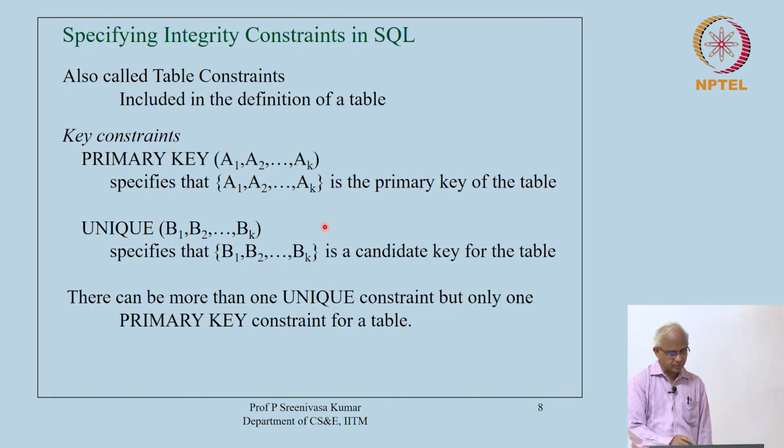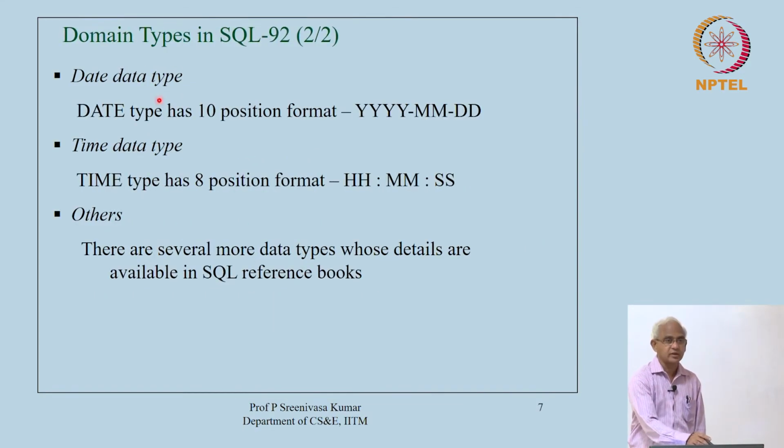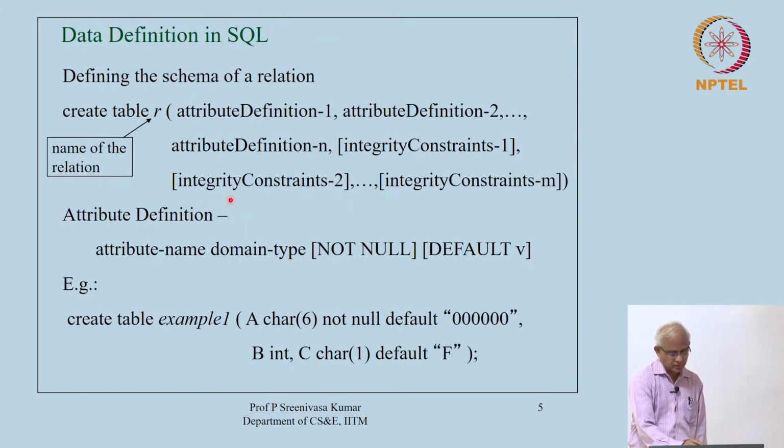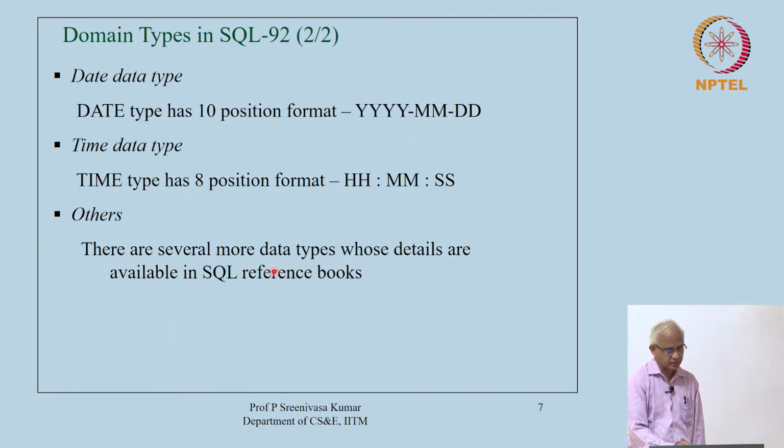Now, let us come to the integrity constraints part. These are also called the table constraints, and what are the table constraints that we are familiar with? Domain constraints, key constraints, and referential integrity constraints. So, domain constraints are in some sense indirectly already specified here, because you are giving the data type, right. For every attribute we are giving the data type, domain type. Okay. So, that specifies the domain constraints.